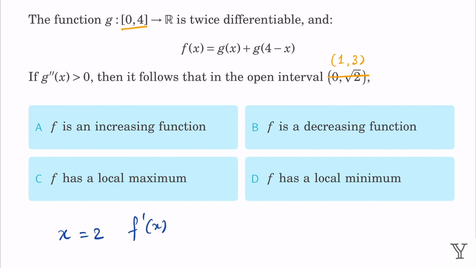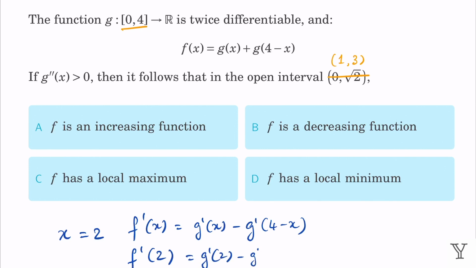We know that f dash x is equal to g dash x minus g dash 4 minus x. Therefore, f dash 2 is g dash 2 minus g dash 2 is equal to 0, of course. So we now know that x equal to 2 is a critical point of the function. The only thing remaining is to find out whether it's a local minimum or a local maximum.